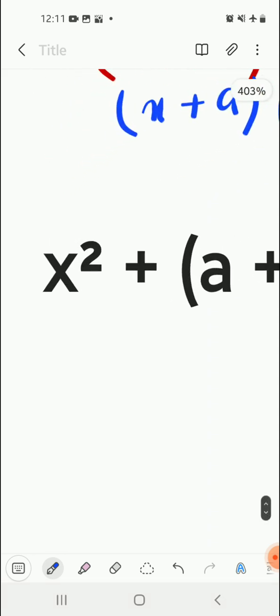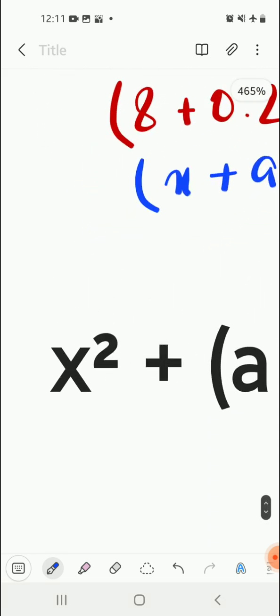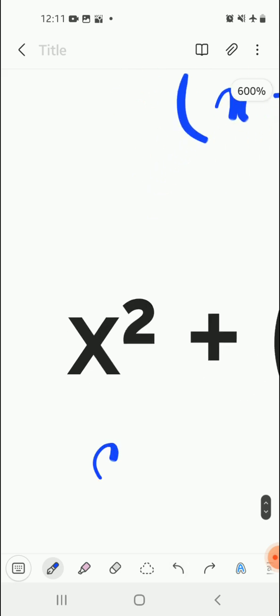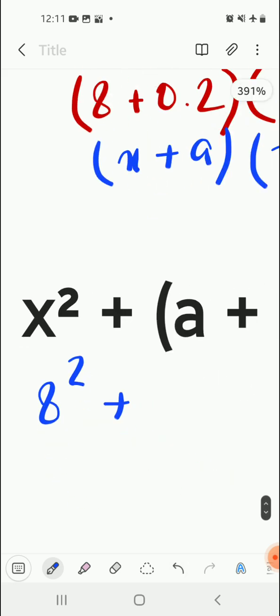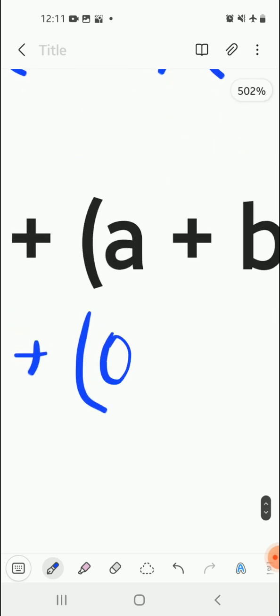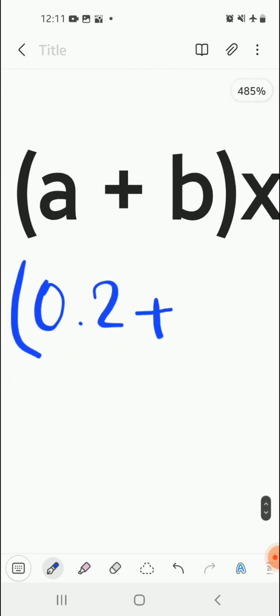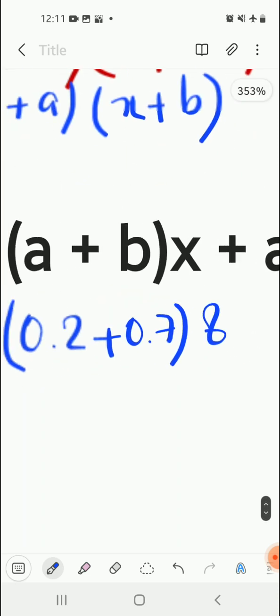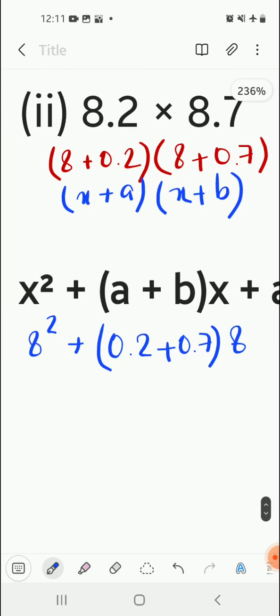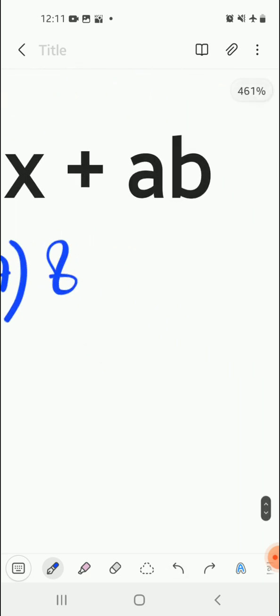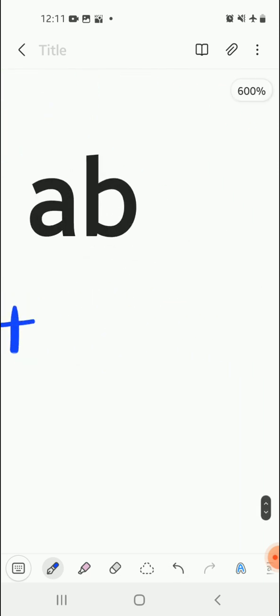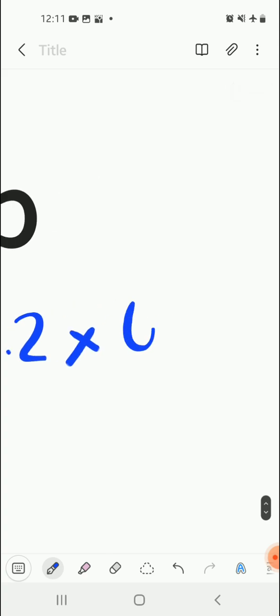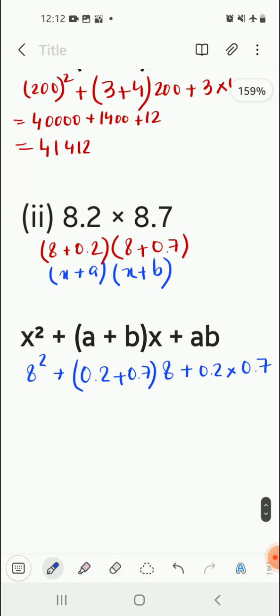Over here you can see x square. Over here x is 8. So we are going to write 8 square plus a plus b. Over here a is 0.2 plus b is 0.7, and x will be 8, because x we have got 8. Plus a into b. A is 0.2 and b is 0.7. So using this formula we've got it very simply. Now we are going to calculate it.